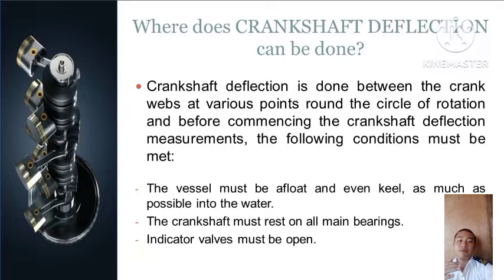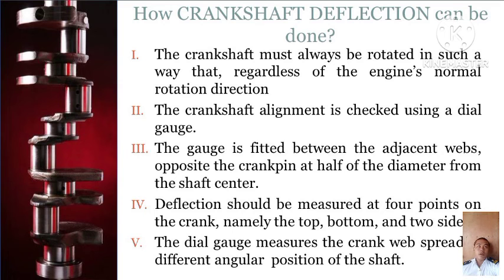The vessel must be afloat and on an even keel as much as possible in the water. So the vessel must be afloat in the sea. Next, the crankshaft must rest on all main bearings. So before the deflection of the crankshaft, we must rest the bearings to complete the operation. Last is to open the indicator valves. They need to be opened during a crankshaft deflection. On how crankshaft deflection can be done, the crankshaft must always be rotated in such a way.